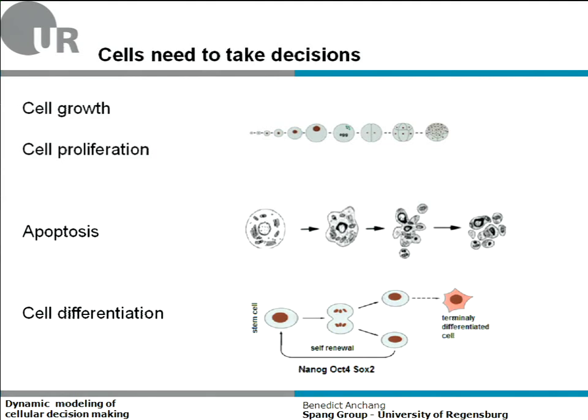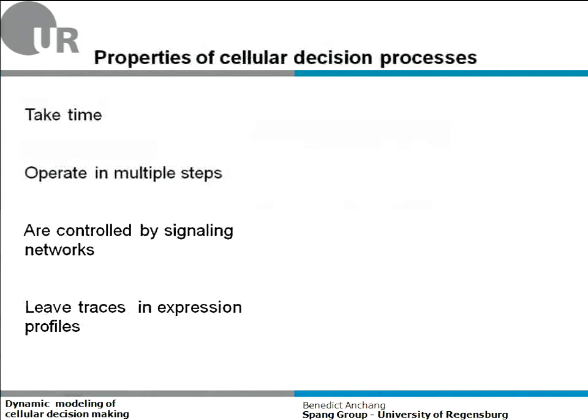So in order for us to model how the cell functions during processes such as cell growth, cell proliferation, apoptosis, and cell differentiation, we need to examine their common properties. Firstly, cellular decision processes take time to completion. For example, in early embryonic development in mice, it takes about 1 week for stem cells to move from a self-renewal state into a differentiated state.